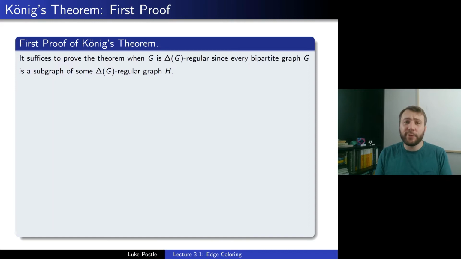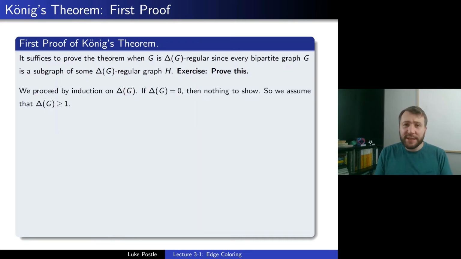It suffices to prove the theorem when G is delta of G regular, since every bipartite graph G is a subgraph of some delta of G regular graph H. So you can kind of embed it into a larger graph, which is actually regular, with the same maximum degree. And exercise, prove this yourself. It's not very hard. You can use some forms of induction, but it's a nice little exercise. But I'll just use that fact, so it suffices to prove it for delta of G regular graphs. We can assume G is delta of G regular.